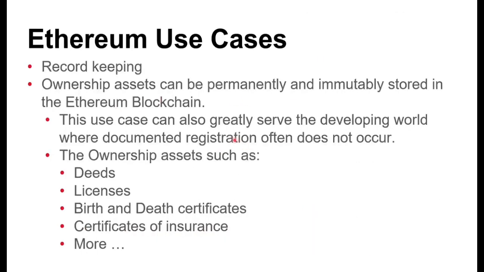Record keeping. So again, deeds, licenses are important assets. You can validate them with ownership, with signatures. So we saw private keys can be used as signatures, digital signatures, dates, date stamps, all of which are very important for such items as deeds, licenses, marriage certificates, death certificates, birth certificates, certificates of insurance, many more. So notary type of items can be managed or maintained on Ethereum.